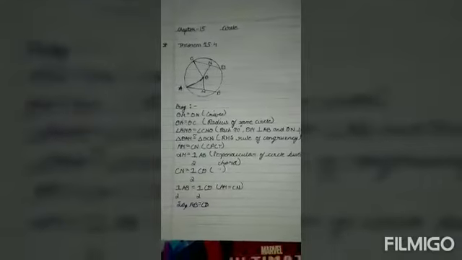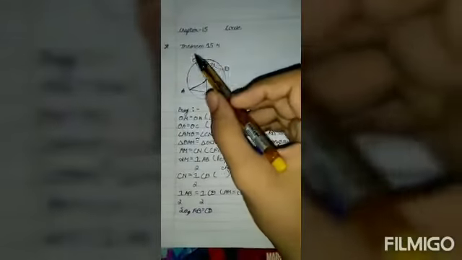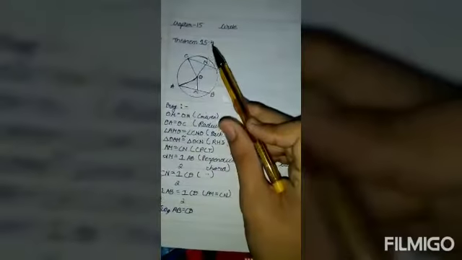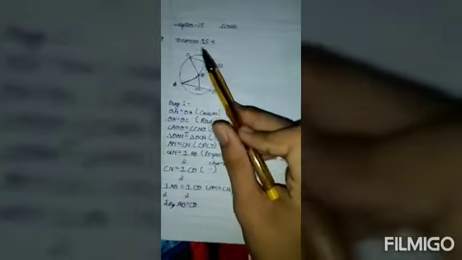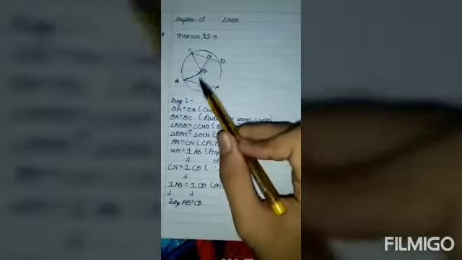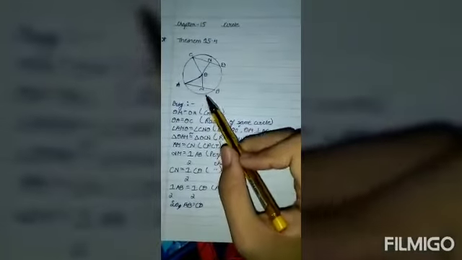My name is Nishan Dikshit and I am from class 9C. Now, I am going to explain the chapter Circles, theorem number 15.4 and theorem number 15.6. So let's start with theorem number 15.4. Theorem number 15.4 states that chords of a circle that are equidistant from the center of the circle are equal. So how can we prove this statement?